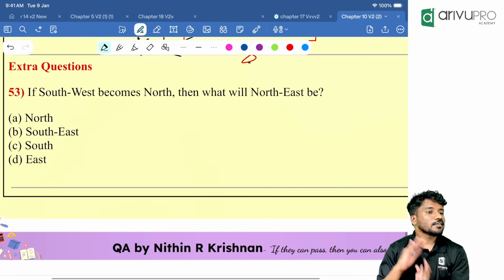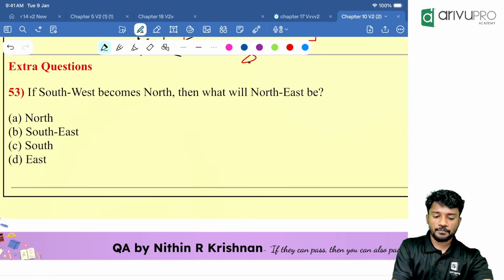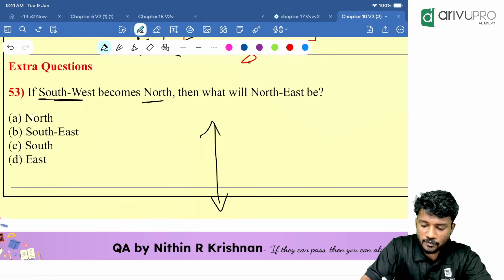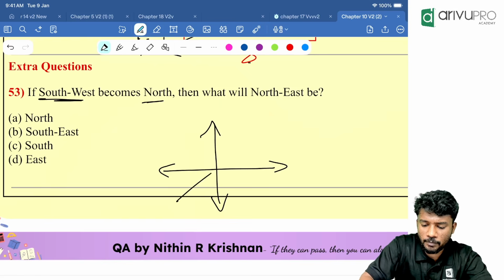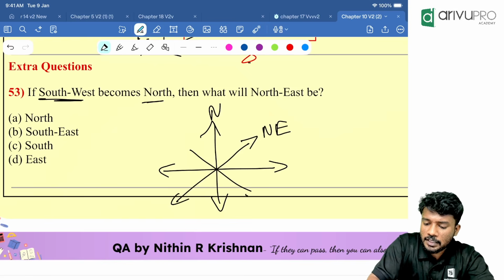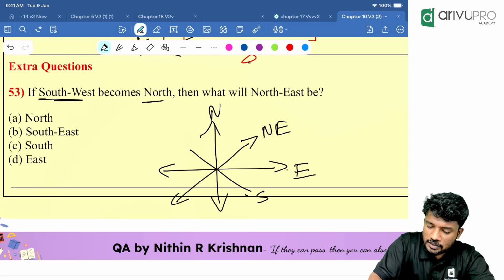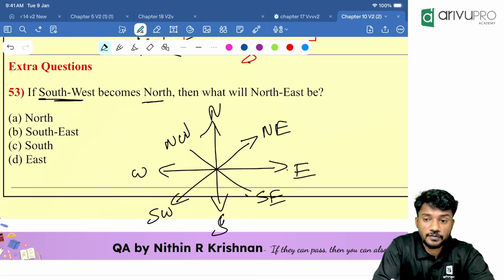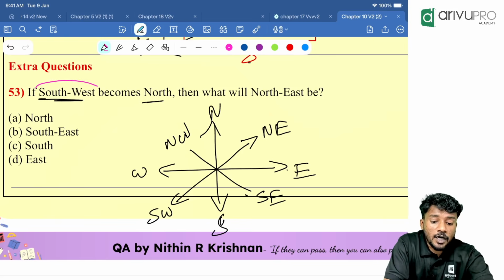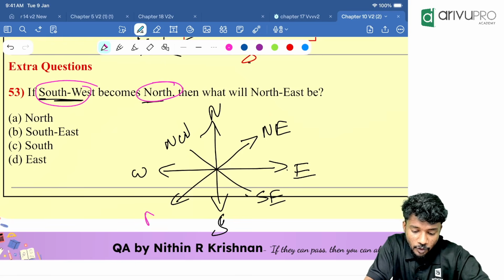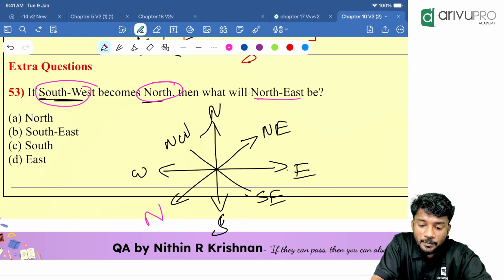Now, another type of question itself. Have a look here. If southwest becomes north, I will draw the normal picture. For this type of question, we should draw the normal picture. What is the normal picture? North is there, northeast is there. Then what is there? The east is there. This is southeast. This is what? South. This is southwest, west, northwest. Then they are telling southwest becomes north. Southwest becomes north means this is becoming north. Then the question is northeast will become what is the question?